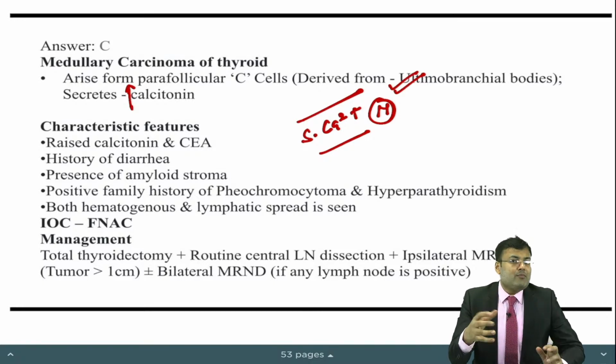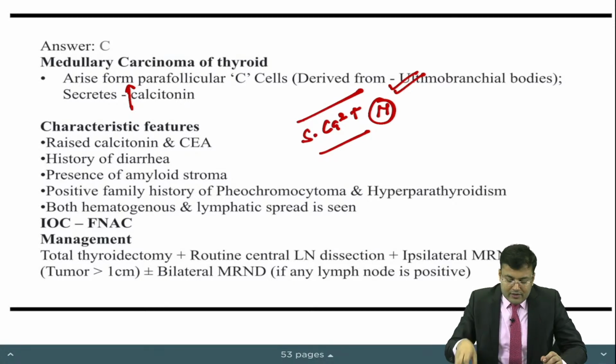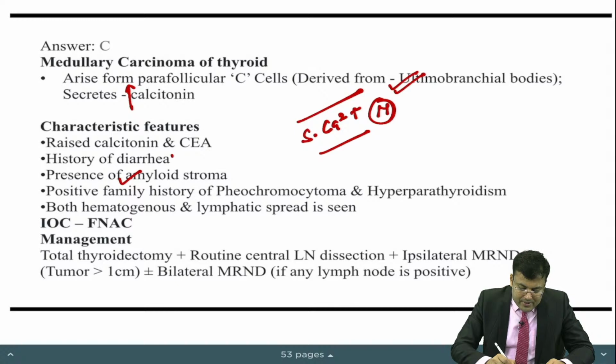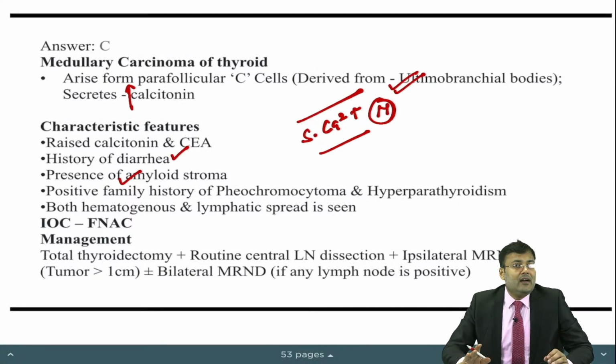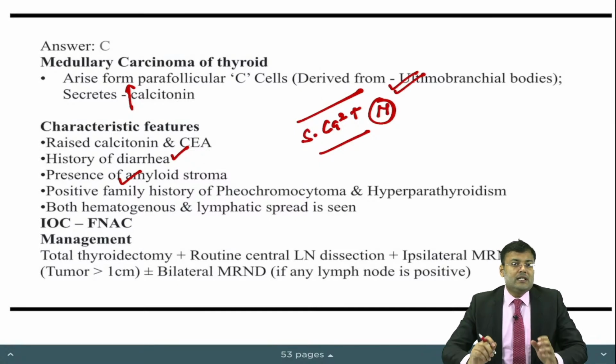Okay. So in the exam, what kind of clues you will get in the question? That calcitonin is raised, CEA is raised. If you are going to perform FNAC, there is presence of amyloid stroma. Patient will give history of diarrhea, and there is positive family history. What kind of history? There is family history of pheochromocytoma or hyperparathyroidism, and you know both hematogenous as well as lymphatic spread is seen in medullary carcinoma diagnosed by FNAC.